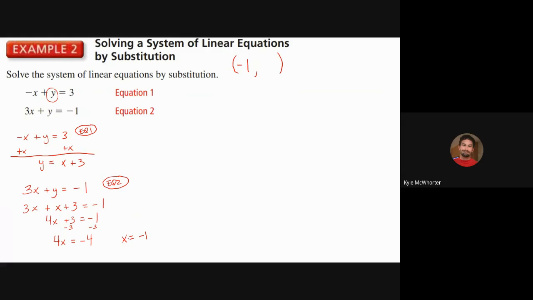Now I just need to plug this -1 back into here, because that's the easiest equation set up for me to figure out what y equals. So I'm going to take y equals x plus 3, and I'm going to substitute the -1 in, because we had x equals -1. So I'm going to put a -1 there. y equals -1 plus 3. So y equals 2.